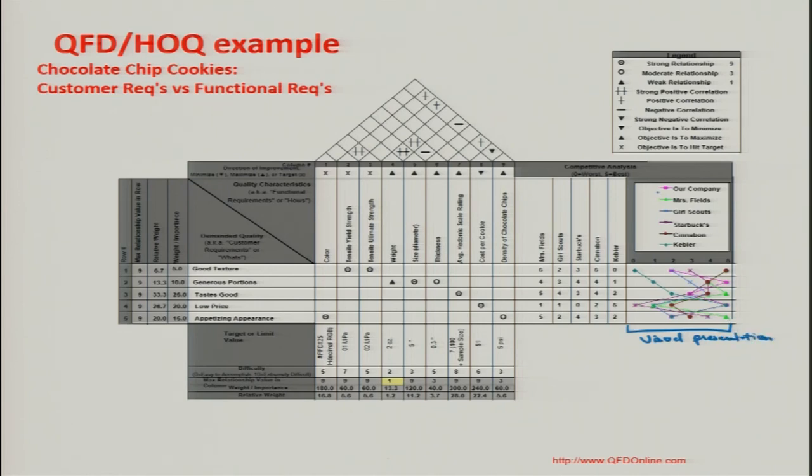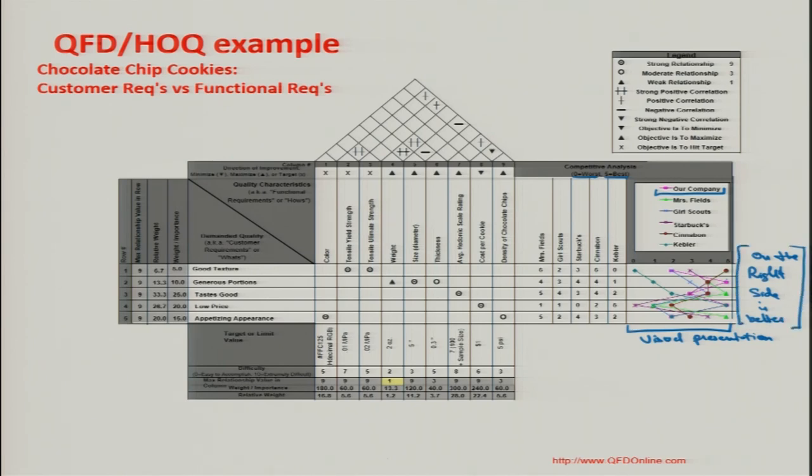This is our company. Our company is this. The target is, if you can see here, 0 is worst, 5 is best. One has to be on the right side. On the right side is better.